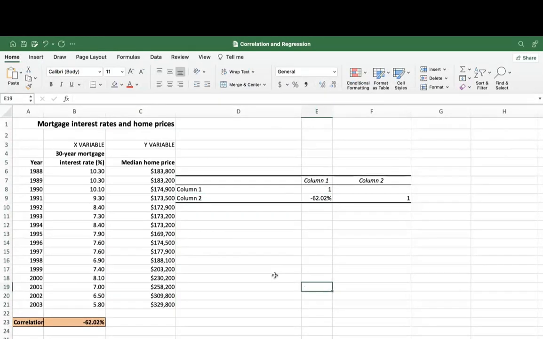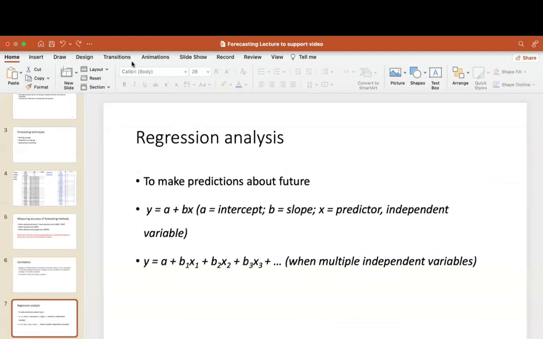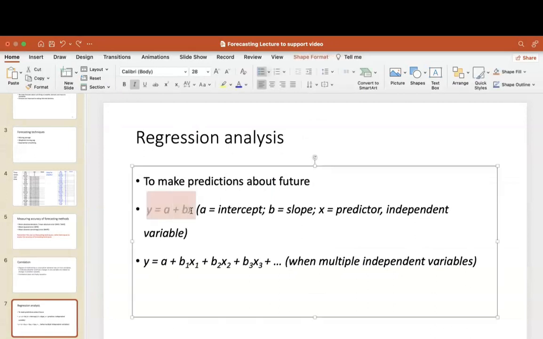Now the last one is about regression. So regression is one of the most commonly used and most valuable tools for making predictions. We'll be doing it on Microsoft Excel. This is a formula which means y is equal to a plus bx. A is intercept and b is slope. Y is dependent variable, x is independent variable.